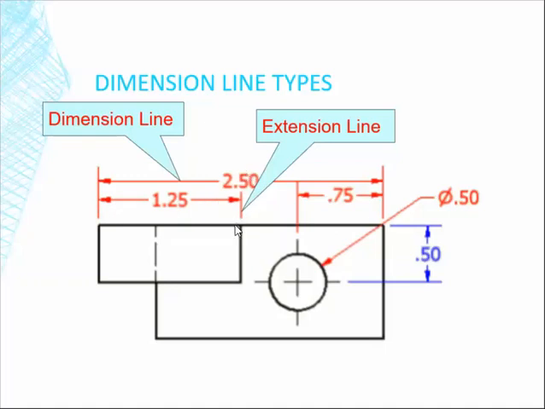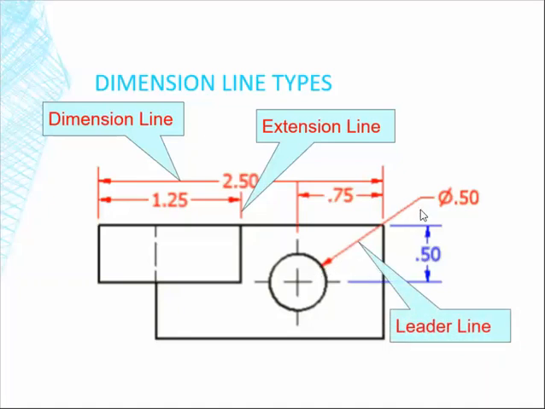It's really important here that you have a space or a little gap there called an extension line gap, and that's going to ensure that you're not confusing the dimension with the object or the object line. The last thing there is called a leader line. That's the last type that we can have.